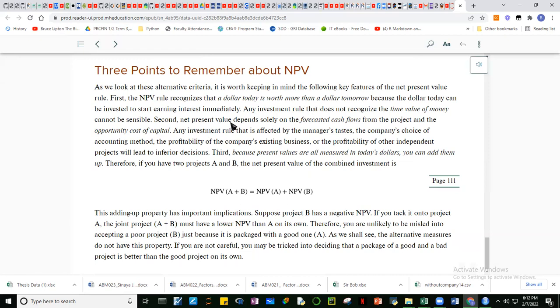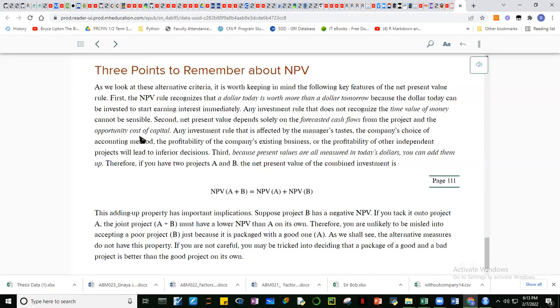Second is that net present value depends on forecasted cash flows and the weighted average cost of capital or opportunity cost of capital. You cannot compute for the net present value without your forecasted cash flows, neither your opportunity cost of capital. Both of these are needed in order to derive the net present value. So number one, forecasted cash flows. Since we're looking at the projected cash flows, how much will this long-term project generate over the years, then we're actually looking at forecasted cash flow.